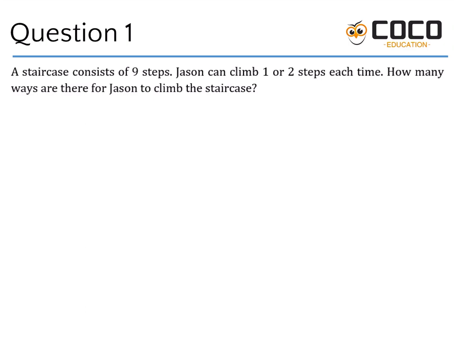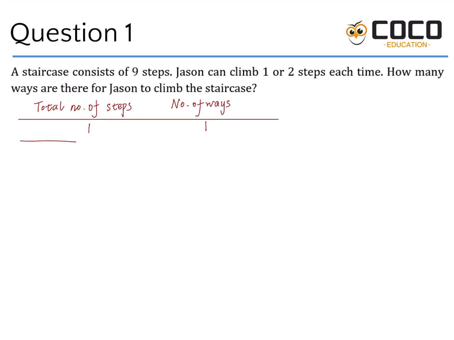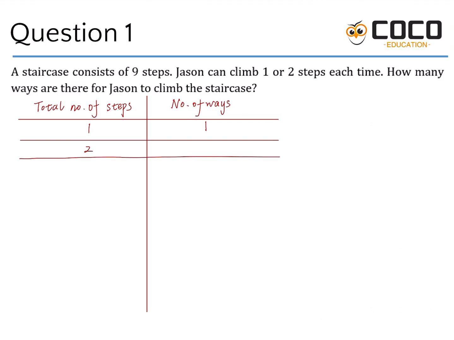Let's say the total number of steps is only 1. If the total number of steps is 1, then the number of ways is 1. Then if the total number of steps is 2, this one has 2 ways. It's either 1 plus 1 or it can be 2 straight away.